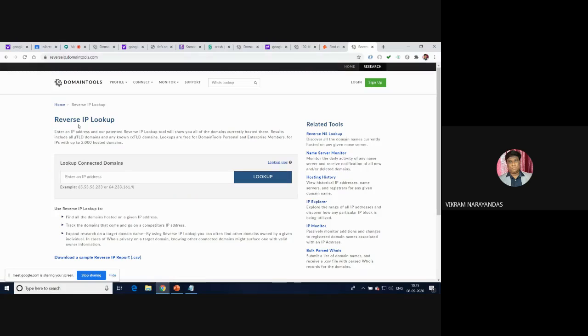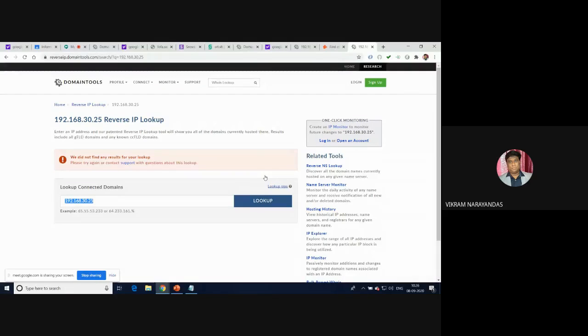So how many people are using the same IP address on different servers? Okay, I can enter any IP address. Just click on lookup. It will tell you what other websites are hosted on the same server. So I cannot find this on this IP address. You can try another IP address here. This IP address is also not there. You can try whatever is in your mind.